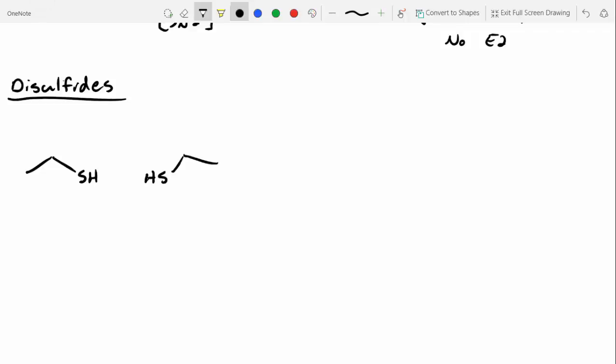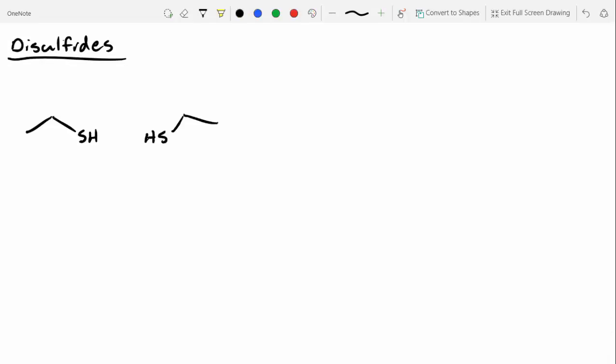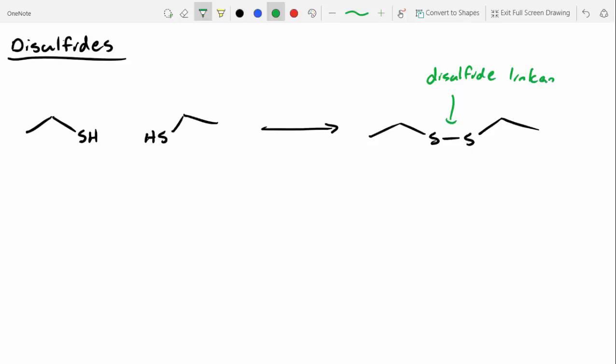And this is really important for how proteins fold. You could have two cysteine residues that are nearby in space. And if you oxidize these, they'll actually form a disulfide linkage. So this is very, very important for proteins. It's how proteins fold up correctly and how they retain their shape. And we can do this synthetically too.